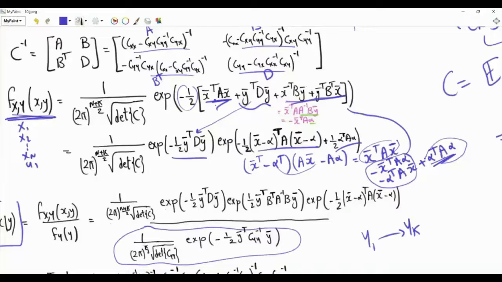Then we have two terms, and these two terms must match what we have here. Okay, and so we want minus x bar transpose A alpha to be like x bar transpose B y bar. Right, so we want this to be like that.